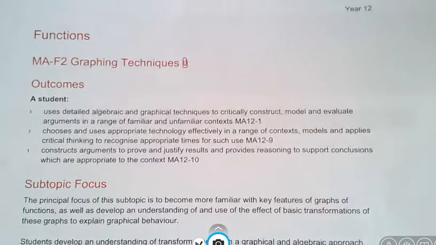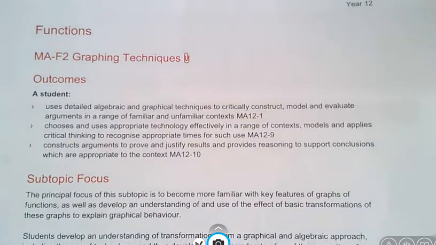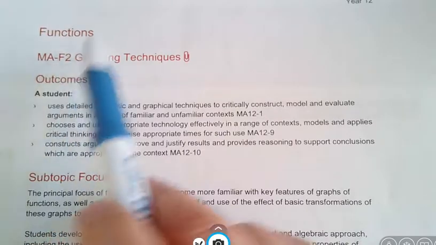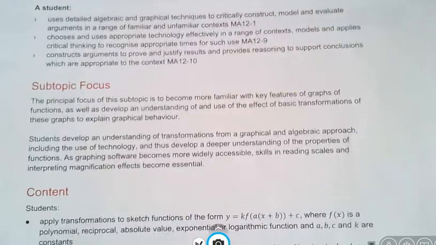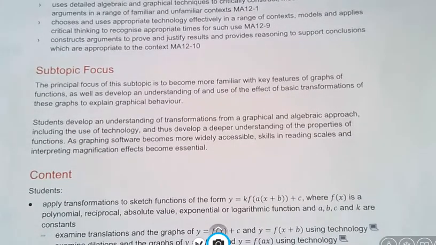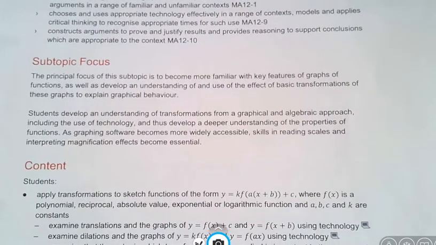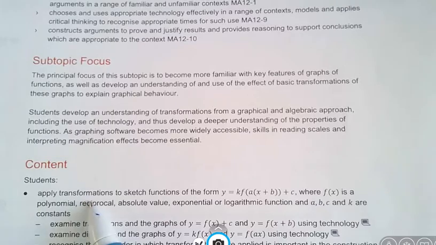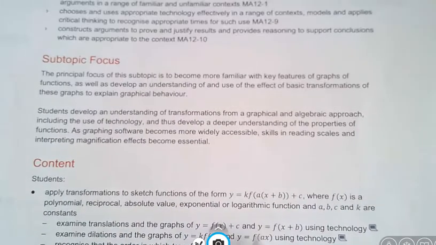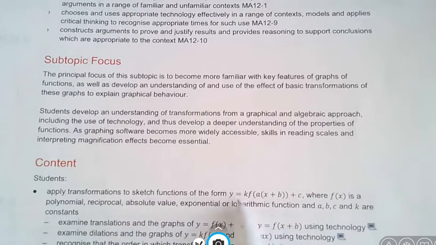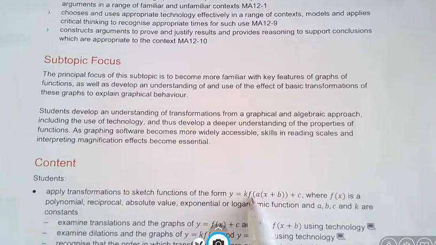This is our first HSC topic, and it's called functions, and its outcome is MAF2. You will get a copy of this. So what we've got here is, we're just going to look at the dot points within this topic. So we are applying transformations to sketch functions of the form, actually, we'll read, y equals a constant times a function.